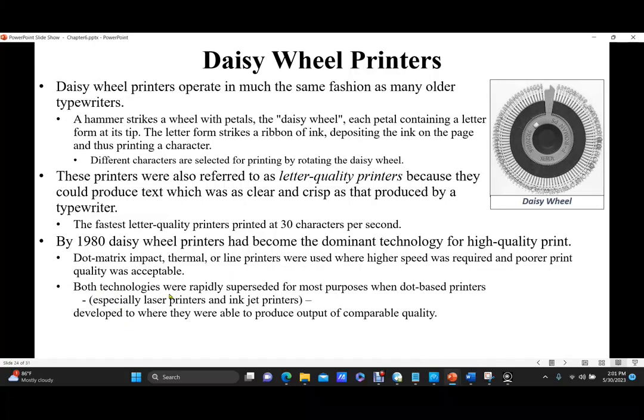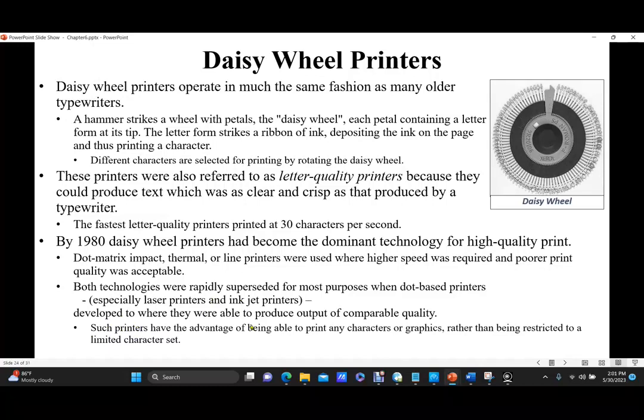Both technologies, dot matrix, thermal, and daisy wheel, were rapidly superseded for most purposes when laser printers and inkjet printers became available. Such printers have the advantage of being able to print any character or graphics rather than being restricted to the character set on a given wheel.